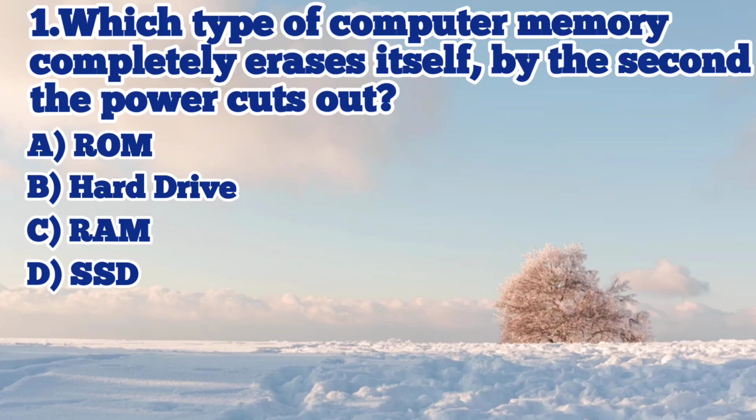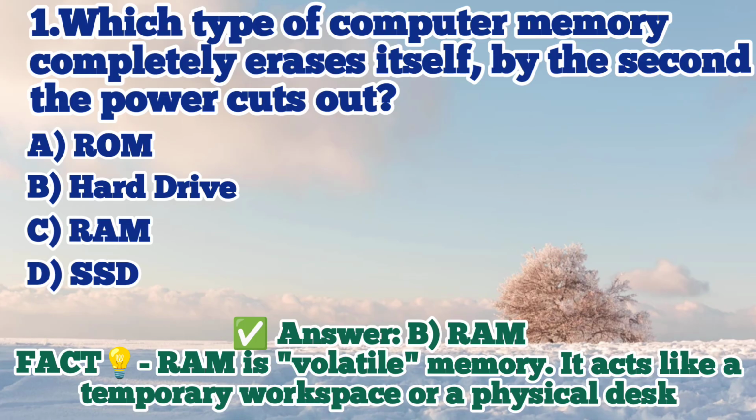Which type of computer memory completely erases itself the second the power cuts out? The answer is RAM. RAM is a volatile memory. It acts like a temporary workspace or a physical desk.